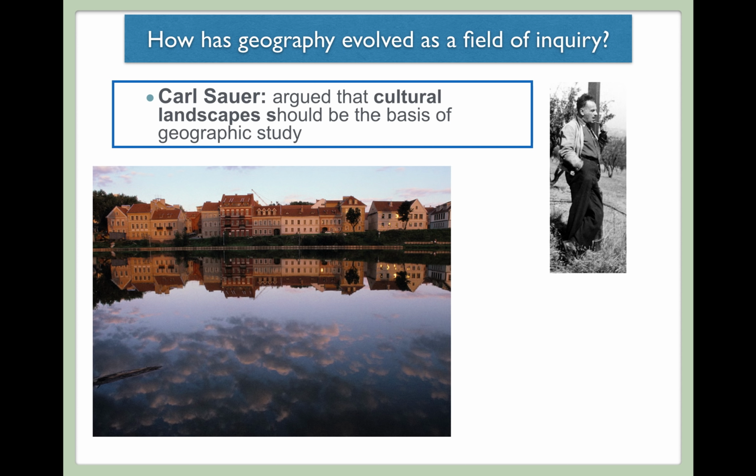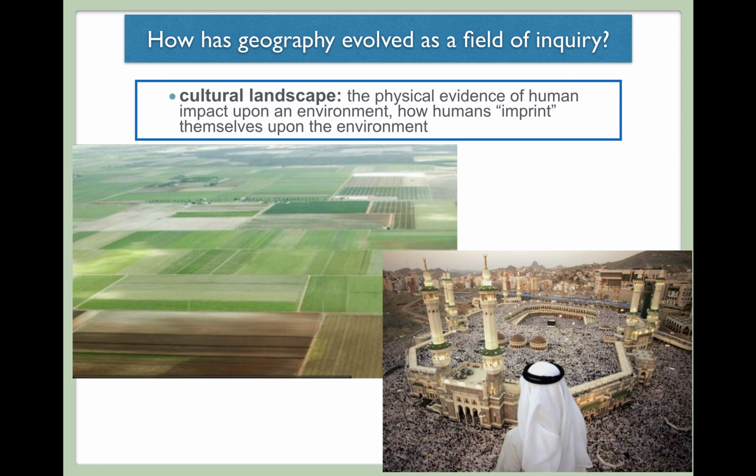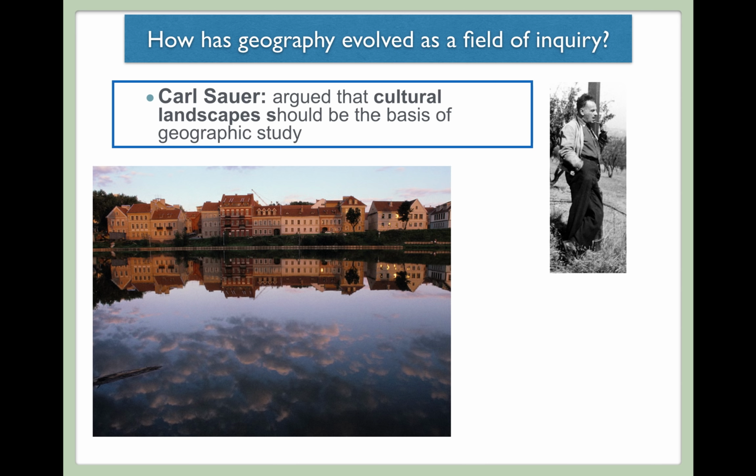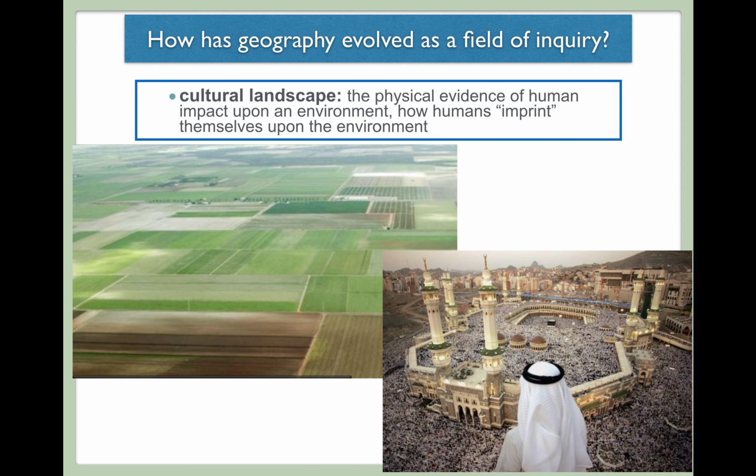Let's back up for a minute. I'm going to give you a definition of a cultural landscape, and then I'm coming right back to that slide. So right now we should have Carl Sauer on the left with his definition, and now we've got the words cultural landscapes on the left. Cultural landscapes are the physical evidence of human impact upon an environment. Back it up. Physical evidence of human impact. What can we physically see that humans have done to an environment? Another way of thinking of that is to say how humans imprint themselves upon the environment.